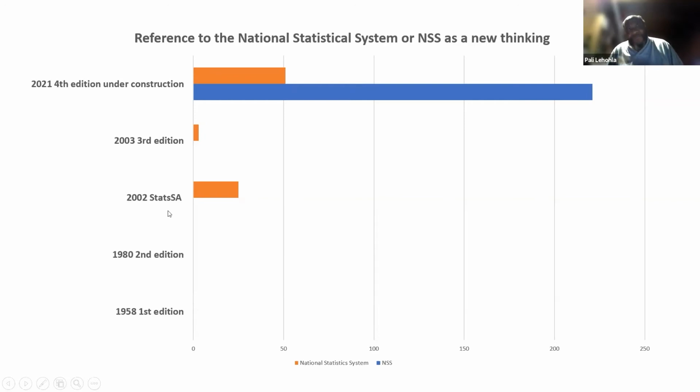Stats SA in 2002, having been immersed in this kind of thinking in the 90s, we had 25 words in the document that I was preparing at the meeting of Paris 21, where I actually put forward the idea of the National Statistics System. In 2003, the third edition of the Organization of Statistics only had 3 references to a national statistics system. The 2021 fourth edition, which is under construction, had 229 references to the national statistics system, and of course, 21 references to NSS. This evolution of the concept of systems meant that we are moving from a statistical service to a statistical system.